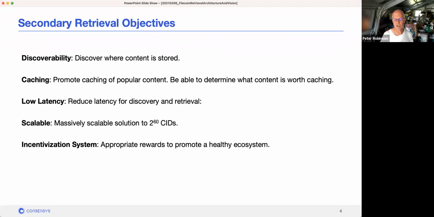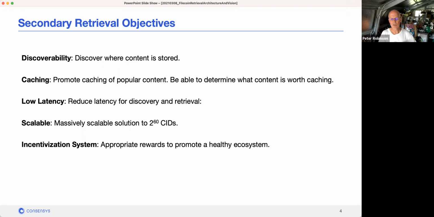So secondary retrieval is really around discovering where the content is and caching the content locally and having the content where possible available at low latency. And also when you're trying to do a discovery, rather than having to go halfway around the world to do the discovery, maybe you can do that locally as well. And even if just the discovery is local, but the actual retrieval is at a distance, it'll still be overall much better.